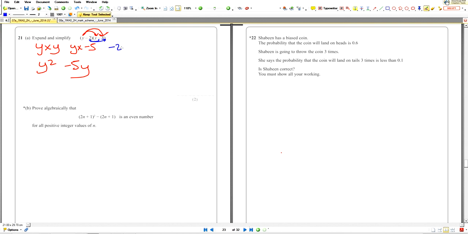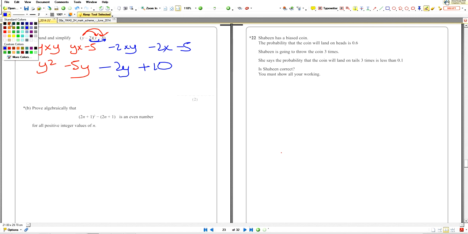You got minus 2 next times y. What's minus 2 times y? Minus 2y. We got minus 2 times minus 5 next. That gives us what? Plus 10. If you haven't realized, you multiply them. Okay, lovely. Let's simplify this.